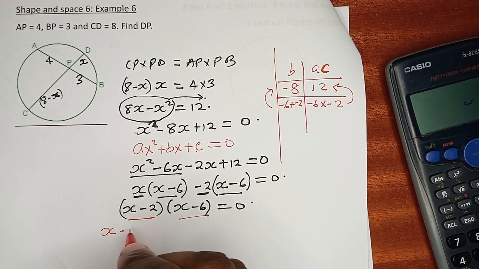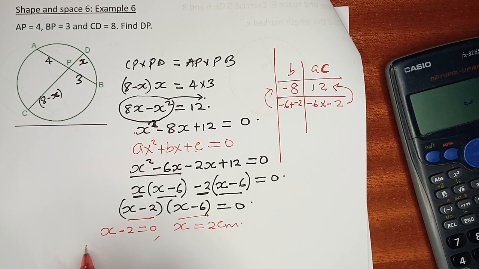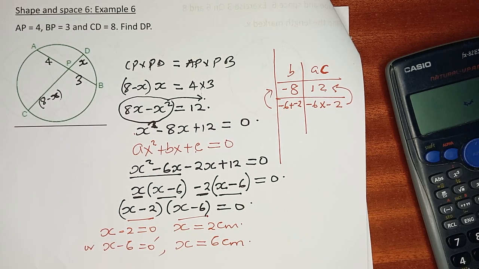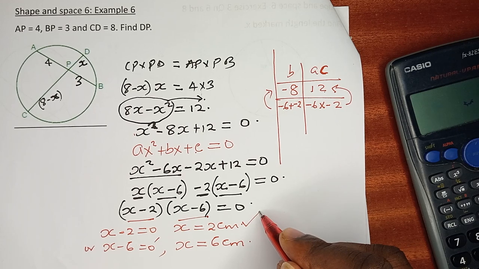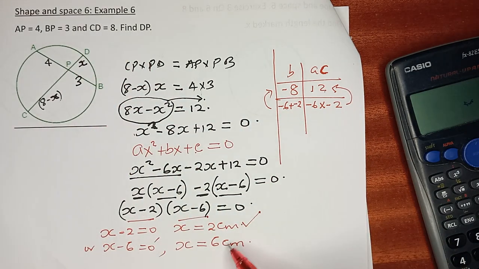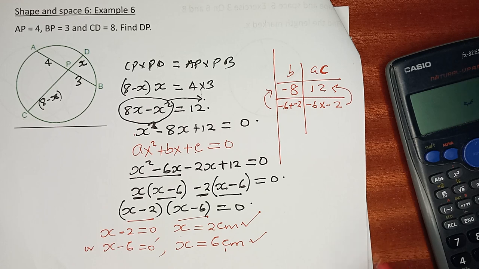Either x minus 2 is the one which is 0, and if this is true, then x is equal to 2 centimeters. Or it is the x minus 6 which is equal to 0, and if this is true, then x itself is equal to 6 centimeters. Because both of them are positive values, and we are talking about the distance or measurement of a line, they are both valid. In other words, PD could be 2 centimeters, and when it is 2 centimeters, then CP is 6. It can also be that PD is 6 centimeters, and when PD is 6 centimeters, then CP is 2 centimeters. And that is just it.